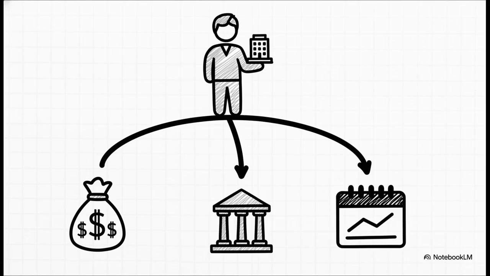Finally, if a lease meets neither of those hurdles, then it's an operating lease. The lessor simply keeps the asset on their own books, continues to depreciate it normally, and records smooth, straight-line rental income over the lease term.